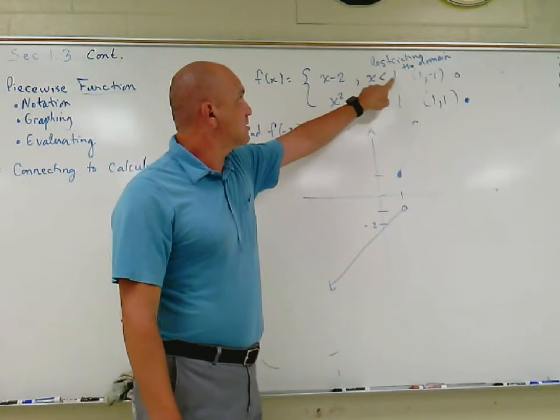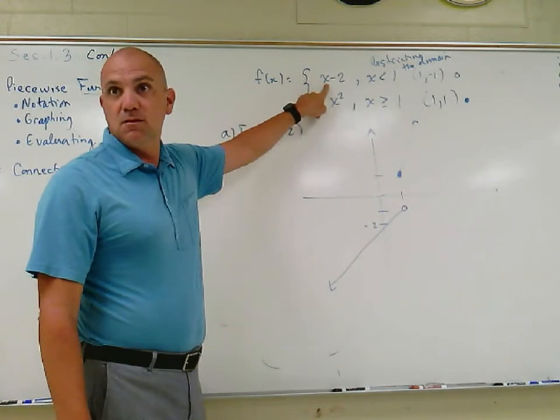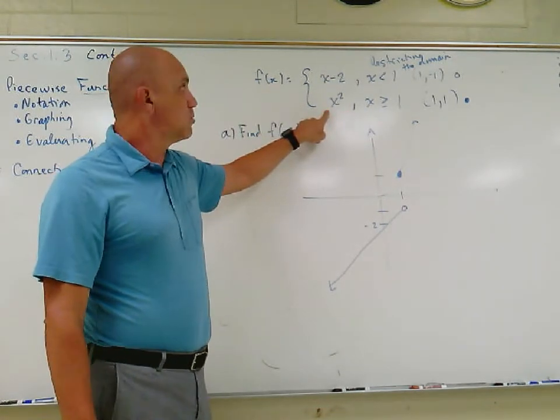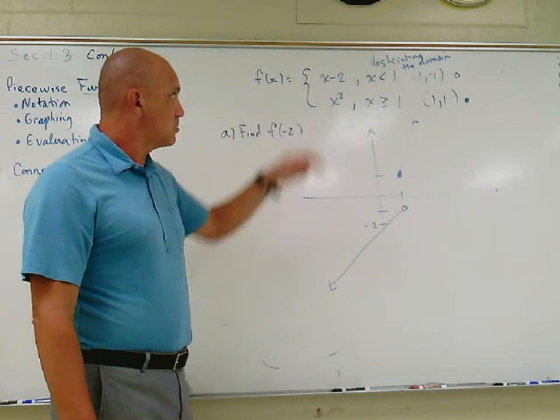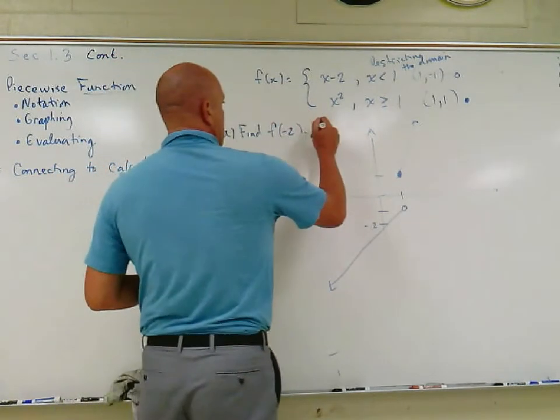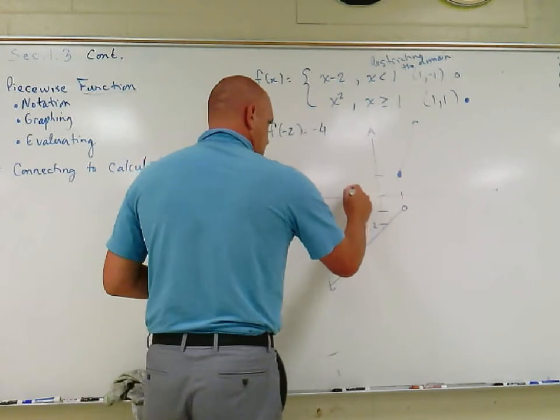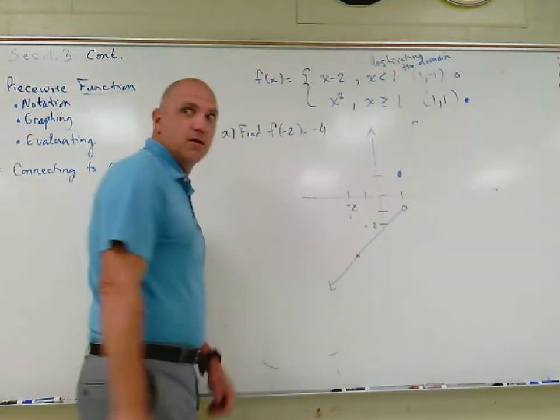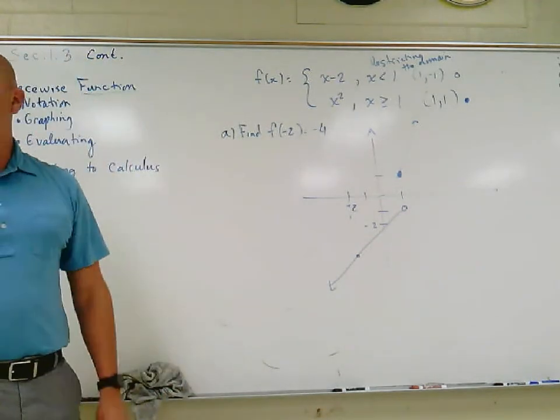If x is less than 1, you use this. If x is greater than or equal to 1, you use this. Well, which one do I use, top or bottom? The top. And you plug in and you get negative 4. That should make sense, because if I go to negative 2, my y should be negative 4, down here. There should be only one output.